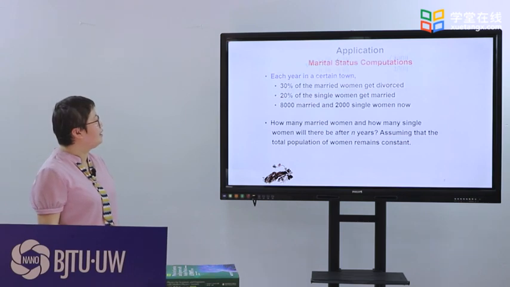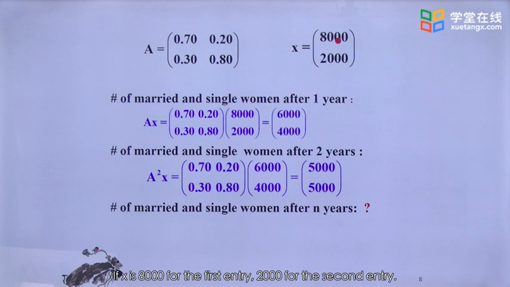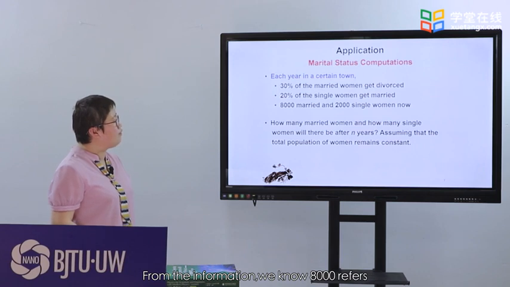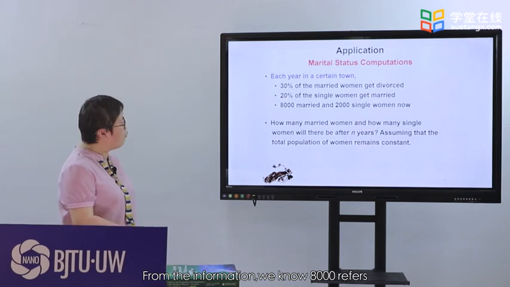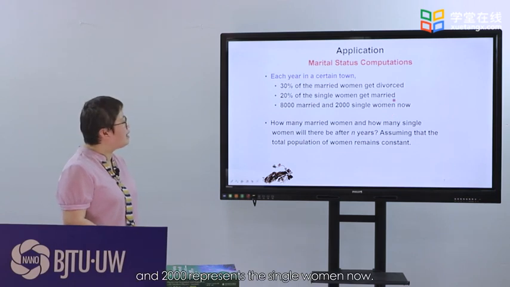Okay, so we can have this matrix first. The matrix A equals this one. So what does this mean? If x has 8,000 for the first entry and 2,000 for the second entry, then from the information, we know 8,000 refers to the married women now, and 2,000 represents the single women now.